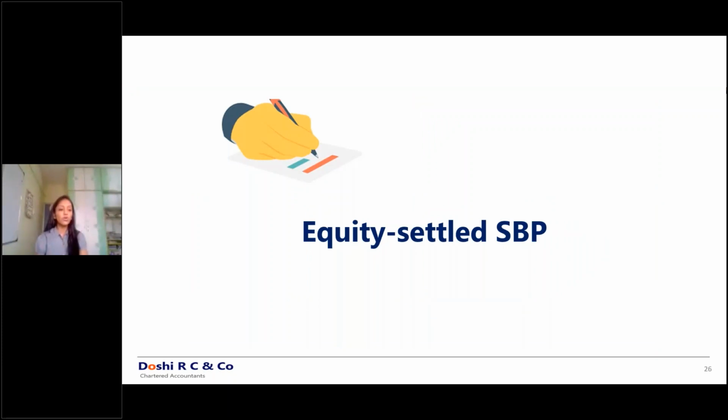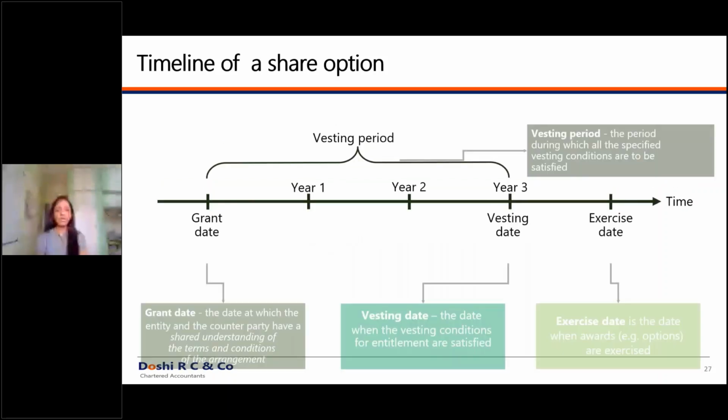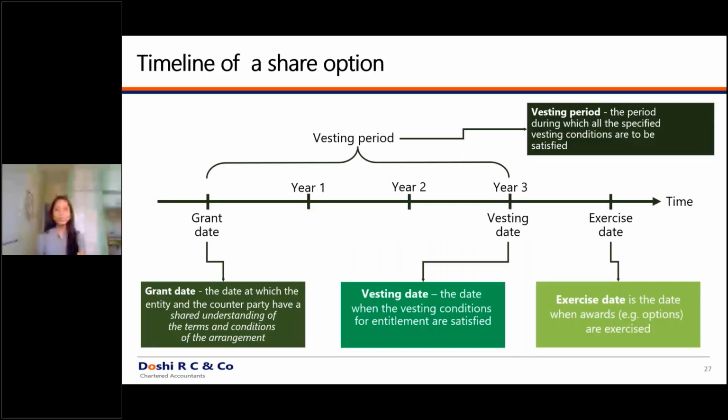How do you account for these share-based payments? Whenever you have equity settled share-based payments, at that point of time, you will amortize the expenditure from the grant date to the vesting date. So over this period, you will amortize the expenditure. But how will you amortize the expenditure? You have to fair value the option as on the grant date.